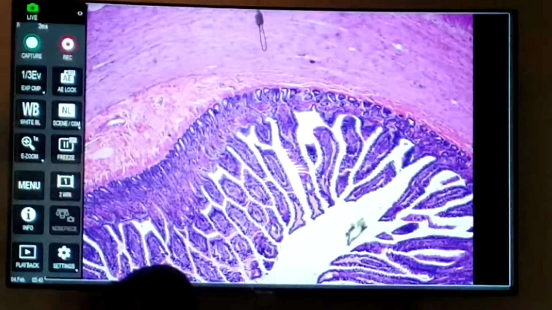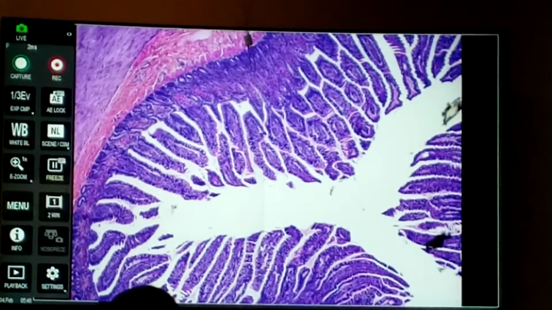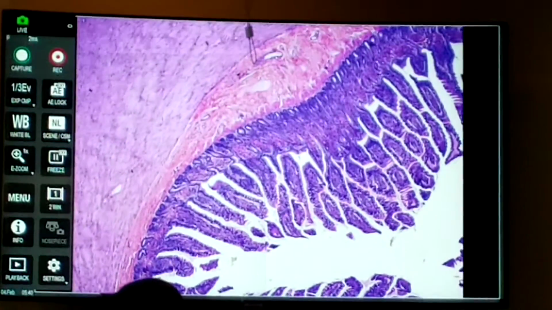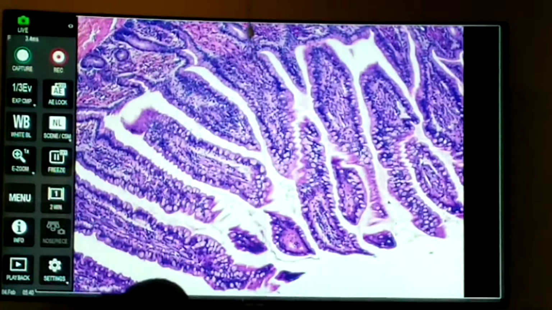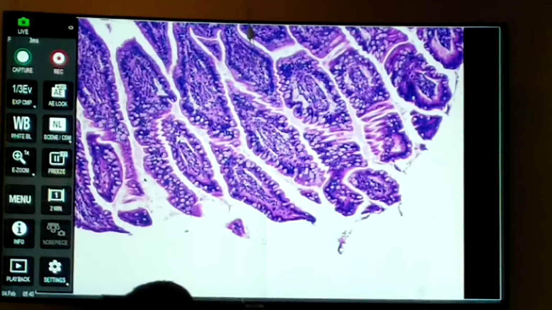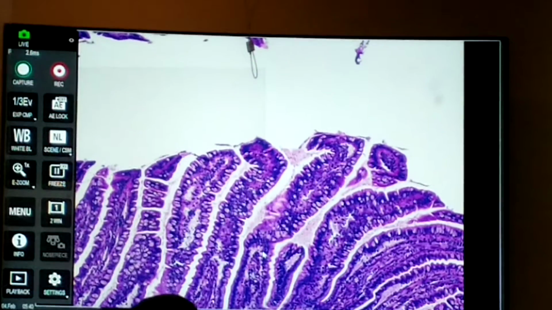Immediately when I look at this, I see villi. So it tells me, okay, this is a small intestine. Goblet cells. Lots of goblet cells.